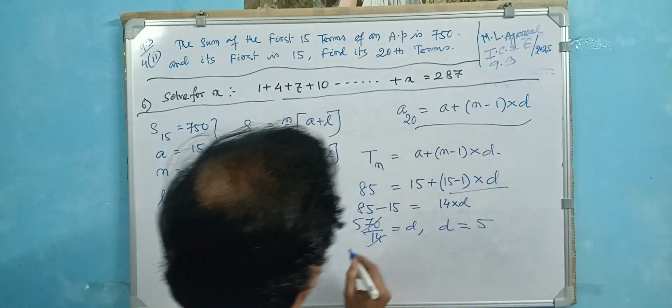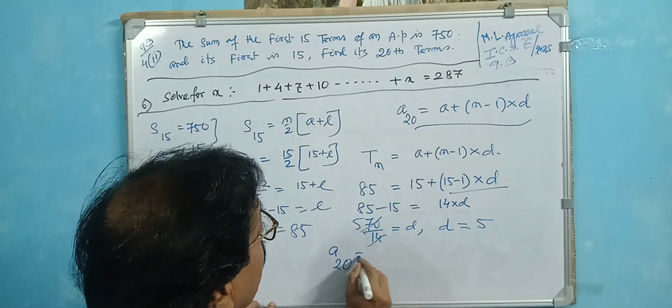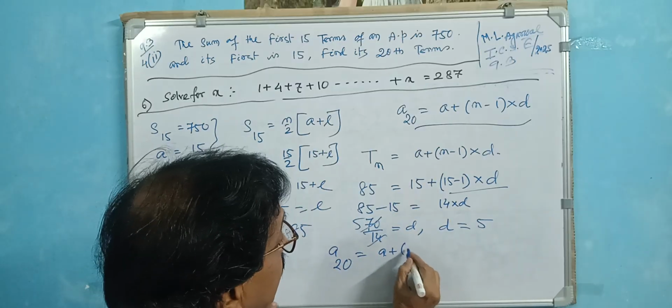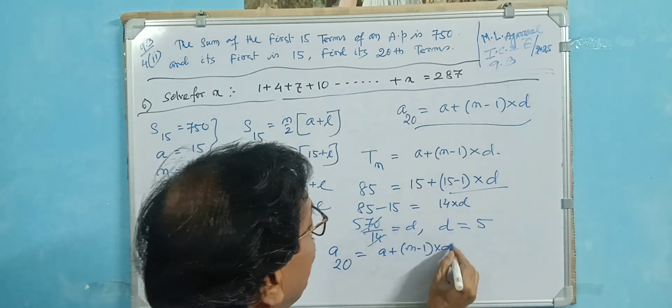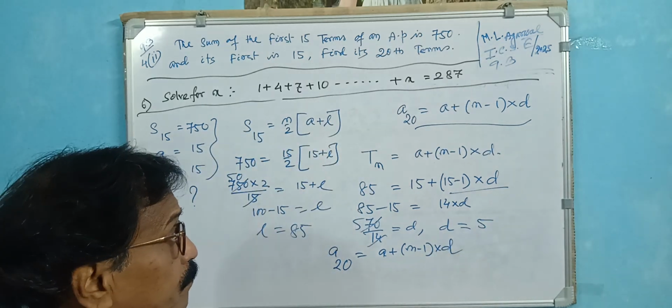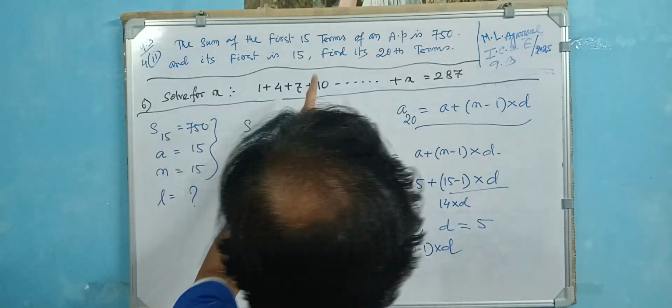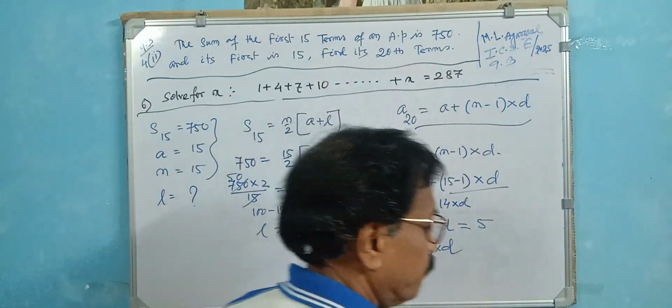So now here, no problem. A20, just put A20 is A plus n minus 1 into D. Very relaxed mode. A20, find its 20th term.